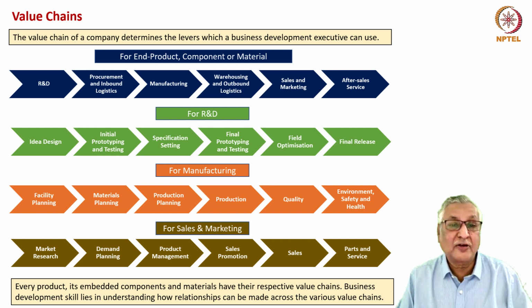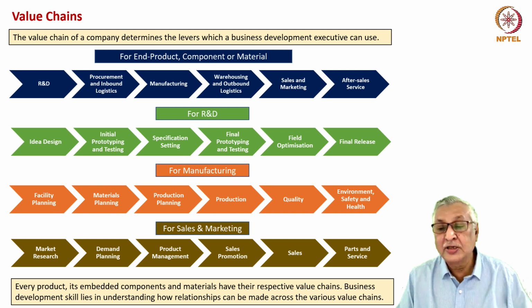But each of these elements have further cascaded value chains. In respect of R&D, we start with idea design. We do initial prototyping and testing. At that point of time, we understand whether the idea is workable or not workable. Once this is understood with reference to the target product we have in mind, and based on the experience we have had in prototype testing and other parameters, including understanding of the look and feel, we set the specifications. Later on, based on the final prototyping and testing, we do the field optimization and we do the final R&D release.